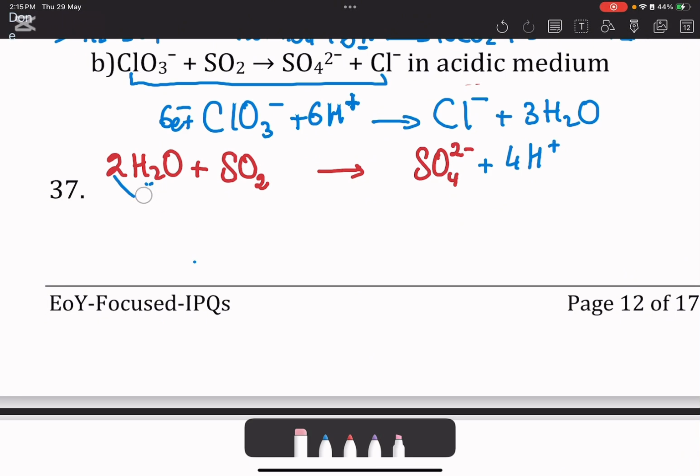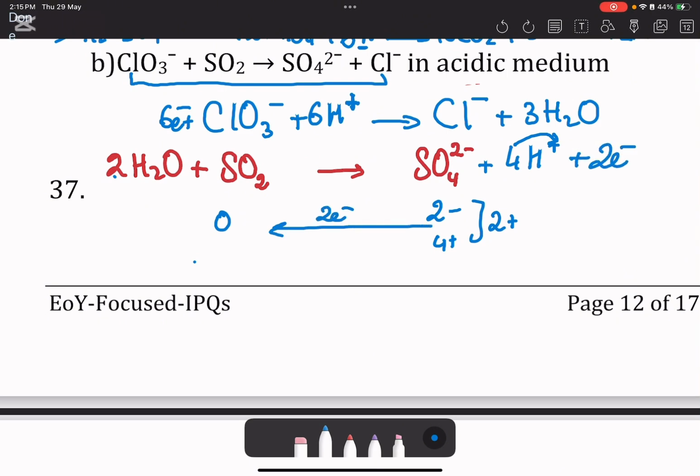Now it's time to count the charges. No charges on this side, so that is 0. And here I have 2 minus, and I have 4 pluses. That's a total of 2 plus. Now how do I drop the 2 plus to 0? By adding 2 electrons on this side, and you're done.